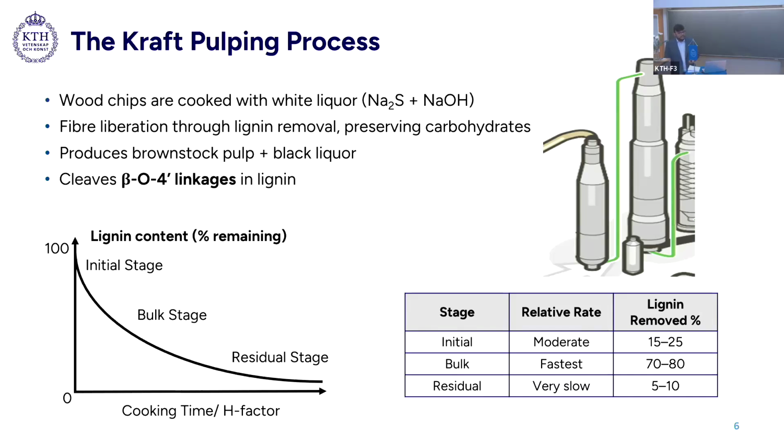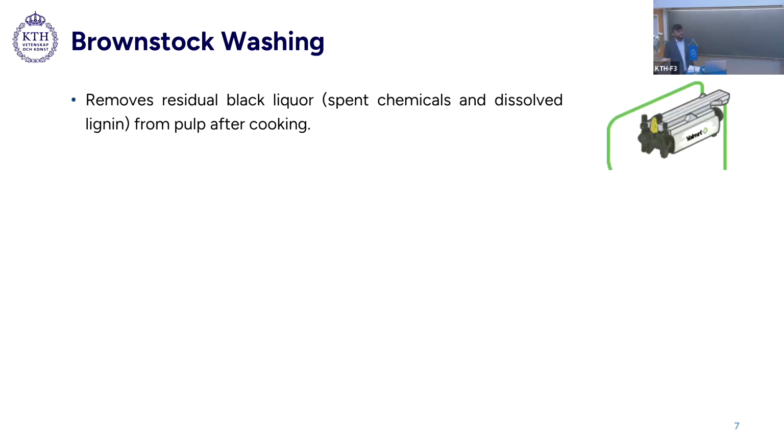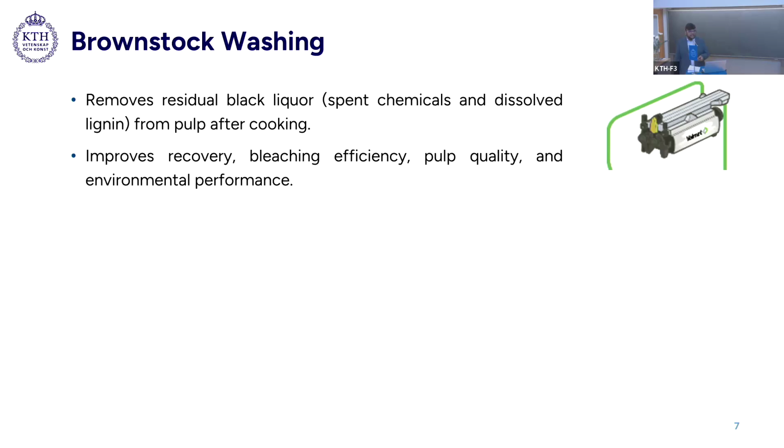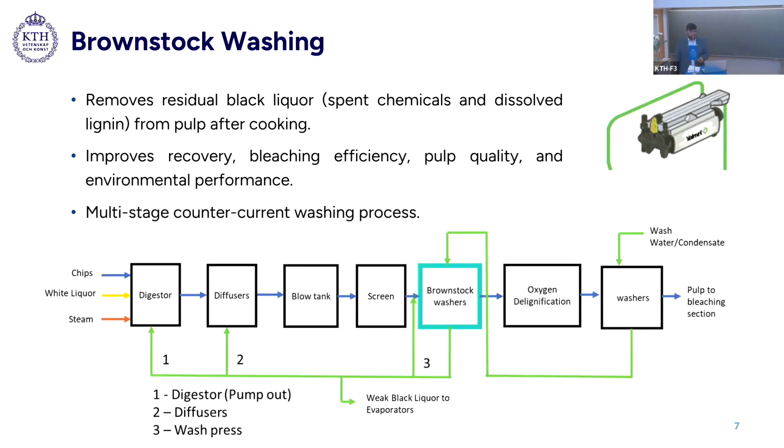Coming to the Brownstock washing, as I mentioned, it's after the Kraft cooking in order to remove the residual black liquor present, which is spent chemicals as well as dissolved lignin from the pulp after cooking. It's a key operation which improves recovery, bleaching efficiency, pulp quality, as well as environmental performance. In industry, it acts as a multi-stage countercurrent washing process. The illustration here shows the location where the Brownstock washers are located in the fiber line.